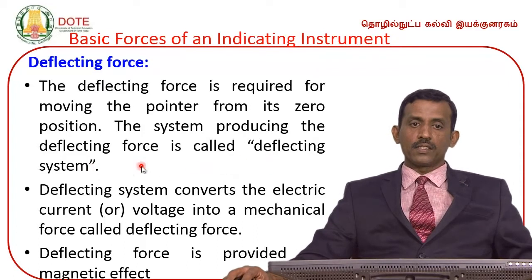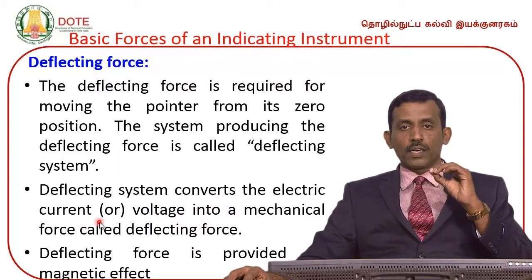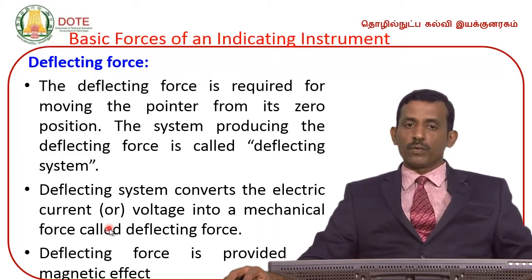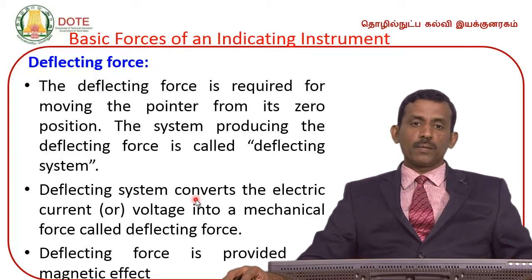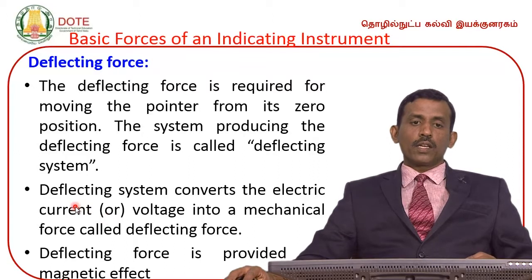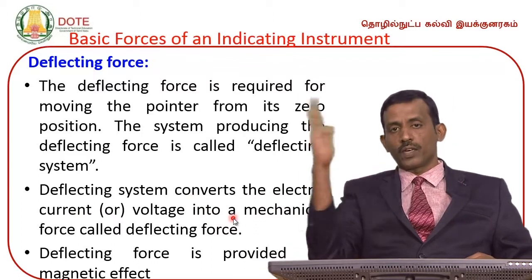That is the deflecting system. So the deflecting system converts the electric current or voltage. So in the case of ammeter, current. In the case of voltmeter, voltage. So in the case of ammeter, it converts the electric current into a mechanical force called the deflection force.